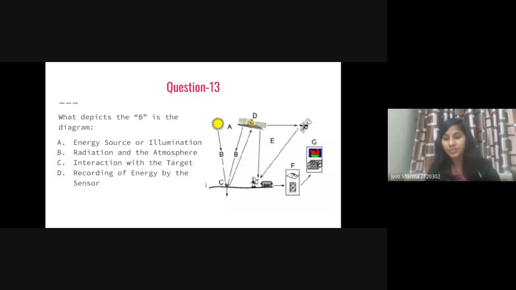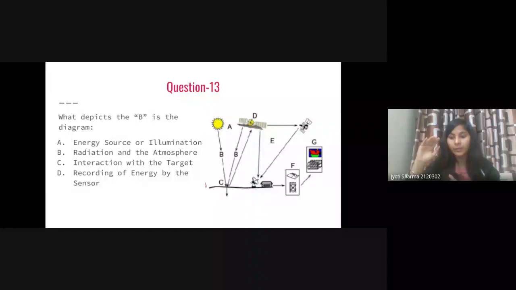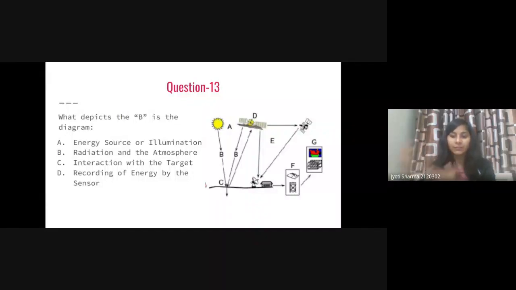It means there is some energy that is coming from outside. Even your satellite may also give you some energy. Then this energy will come up to the receptor. Because the receptor has some energy, this will be reflected back, and whenever it is reflecting back, this reflected energy will be sensed by the sensors, and this will be the information that we will have in our computer after some kind of processing. So B is nothing but the radiation and the atmosphere.